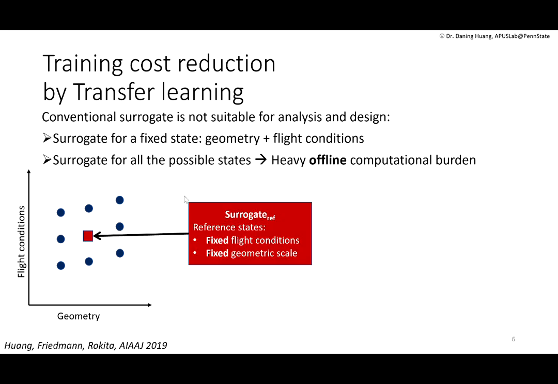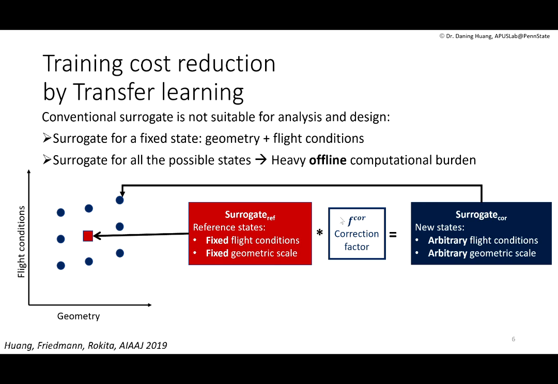So what we developed is a transfer learning technique where we started with a reference surrogate which is generated for a specific geometric configuration and a flight condition. And then we introduce a certain correction factor, and this factor will correct this reference surrogate to a new surrogate which represents the surrogate for a different geometry and a different flight condition.